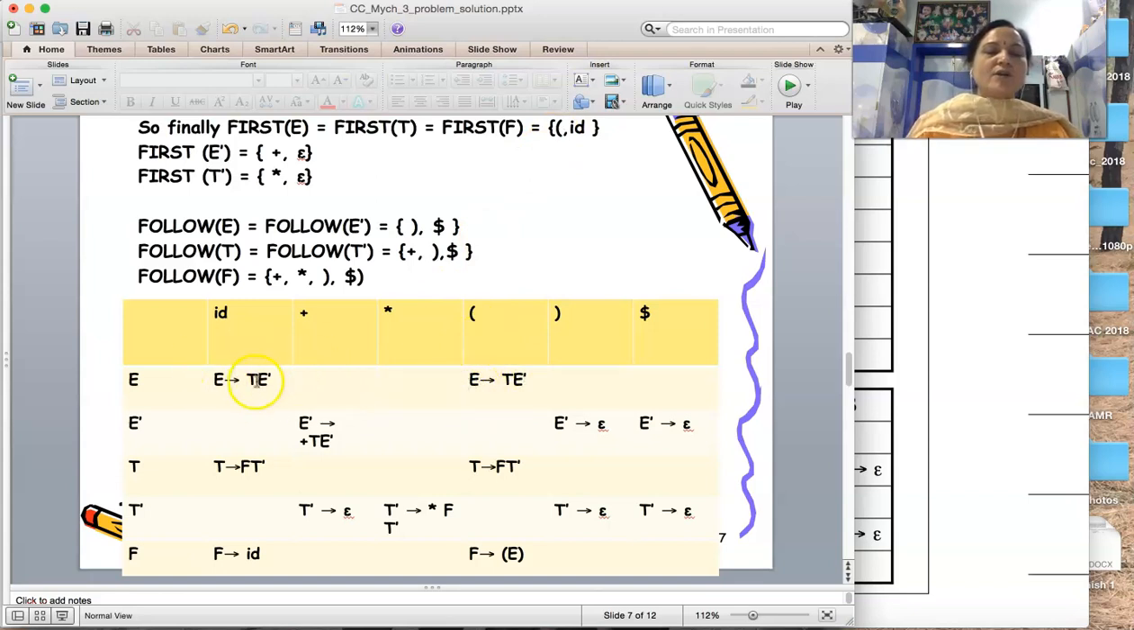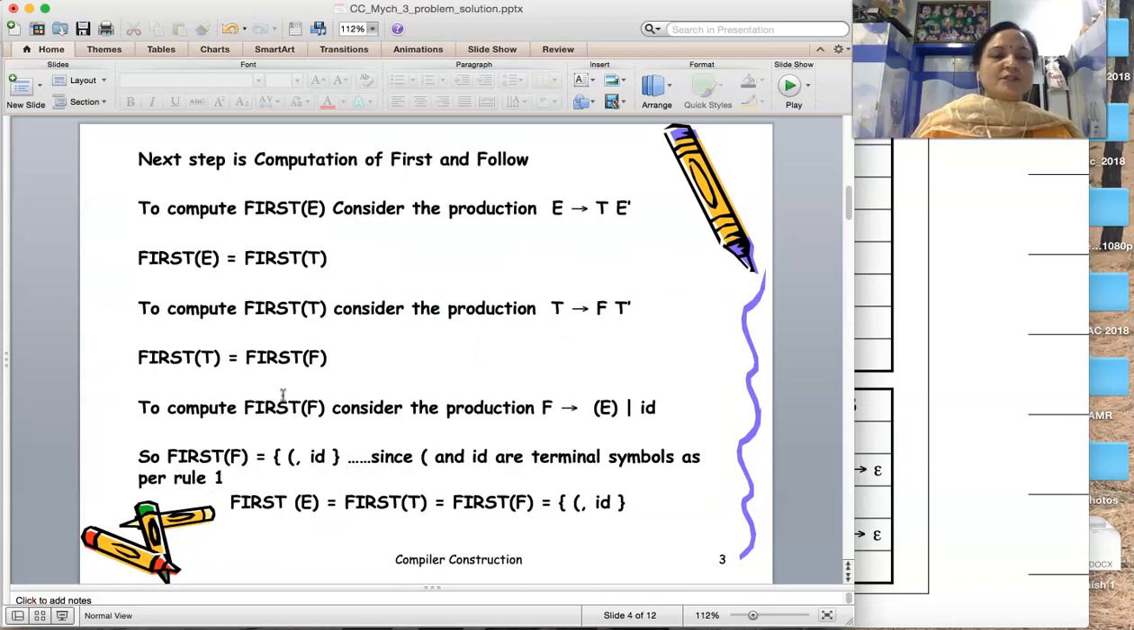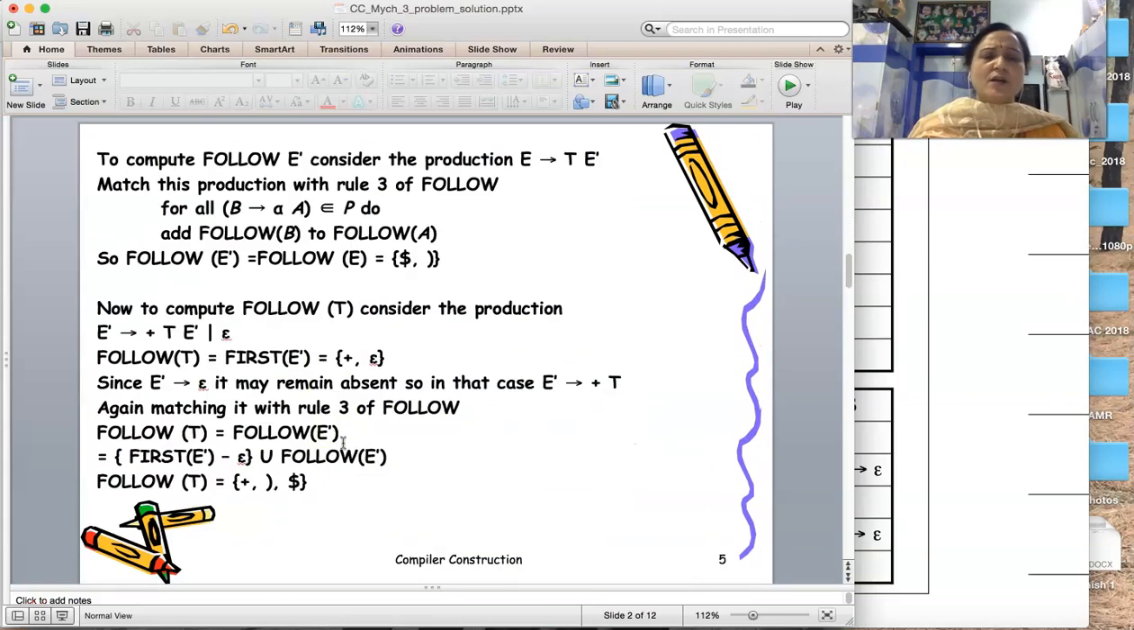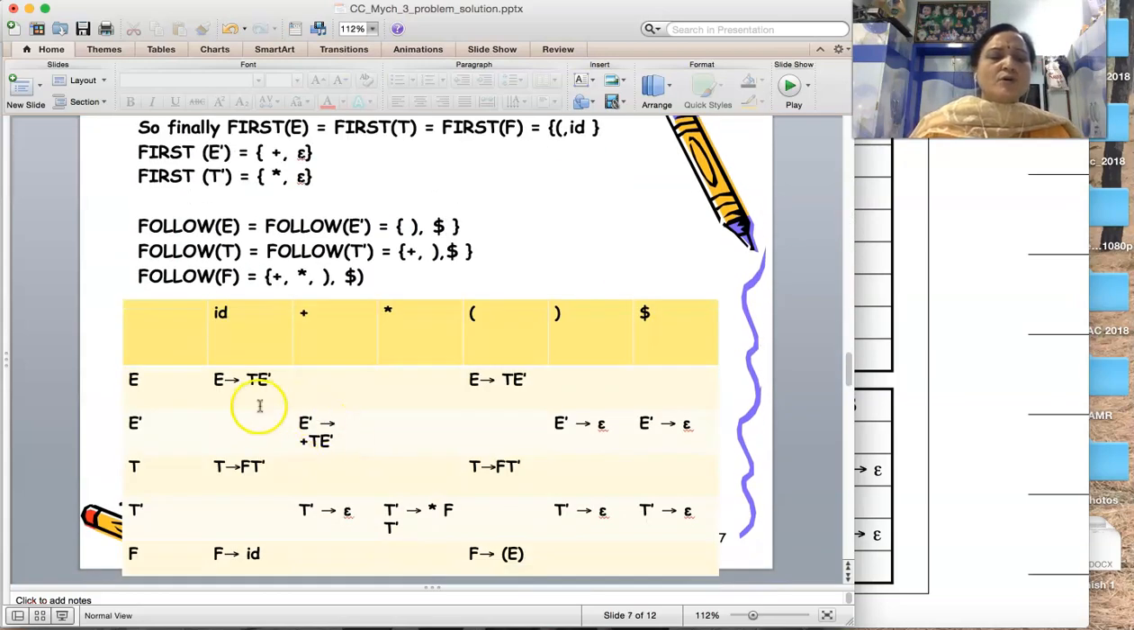Since E did not derive epsilon, we don't bother about the follow of E. Now take the next production. Next production is E dash tends to plus T E dash or epsilon. So first calculate the first of E dash, that we have already calculated, that is plus comma epsilon. So below plus I am going to write that production E dash tends to plus T E dash.